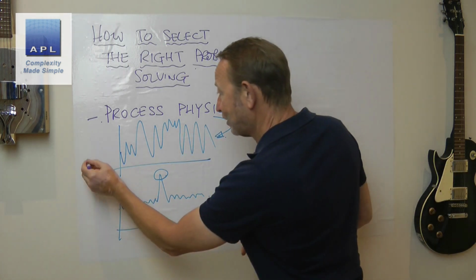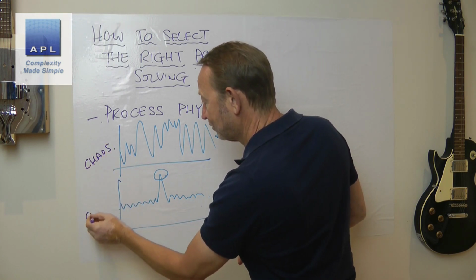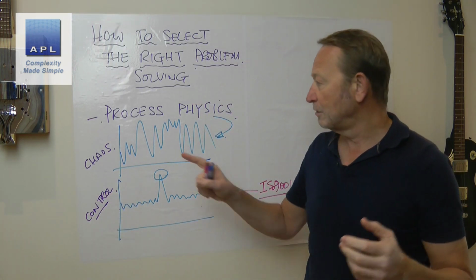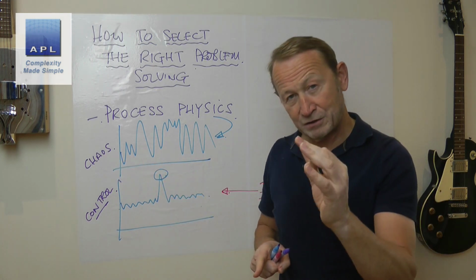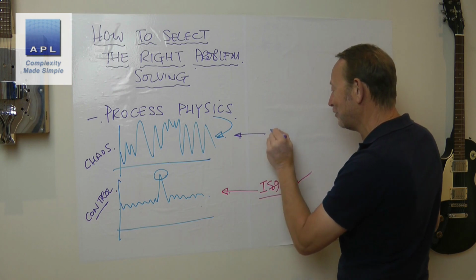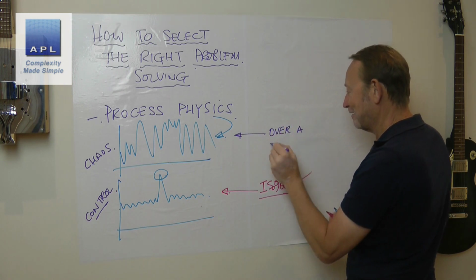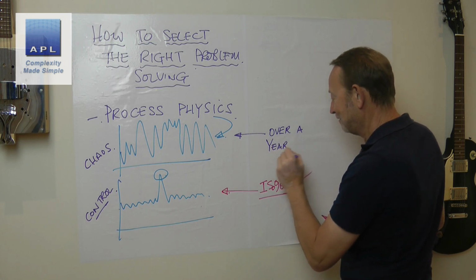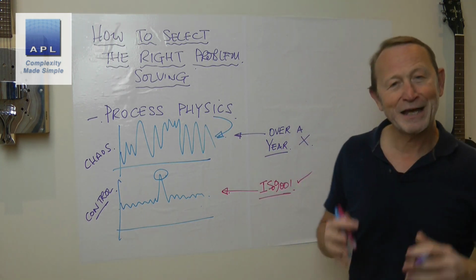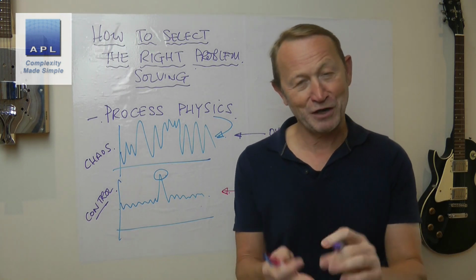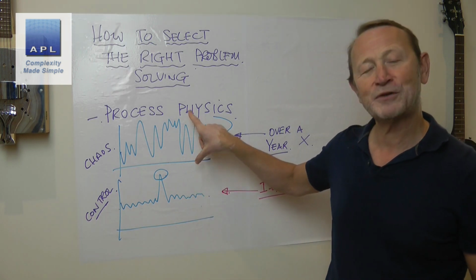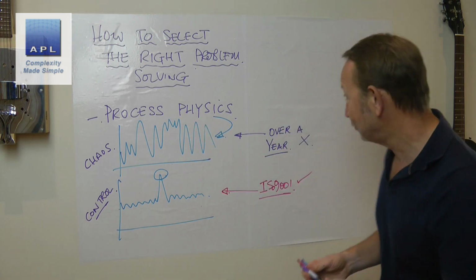Now, this is a process in chaos. This is a process in control. To solve this, I'm going to implement ISO 9001. I would say that could take you over a year. And I would also say, if you don't understand the physics, it won't even work. Most ISO 9001 implementations do not do this. They do not do this because people do not understand the process physics.